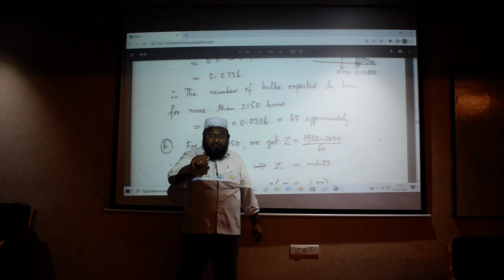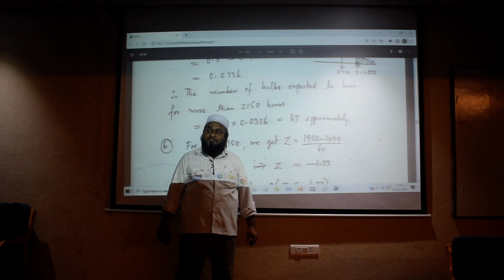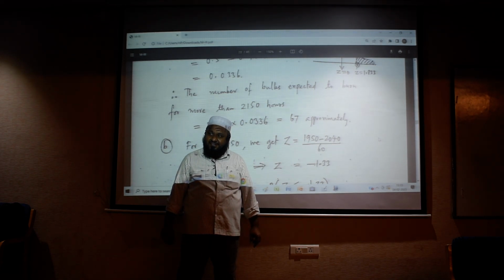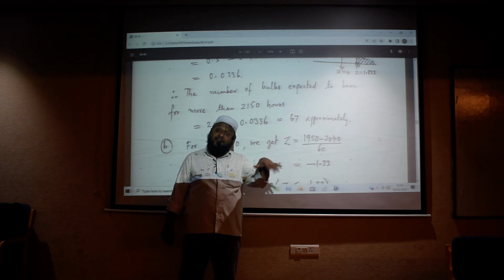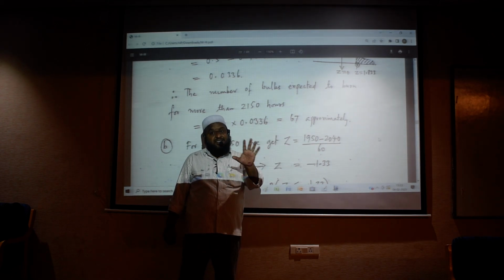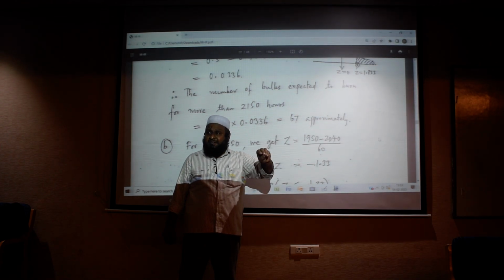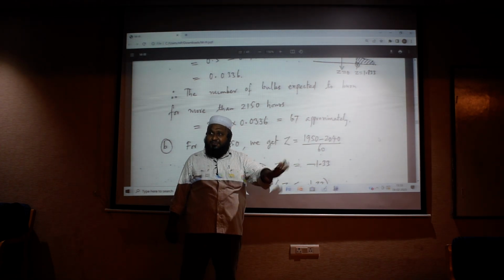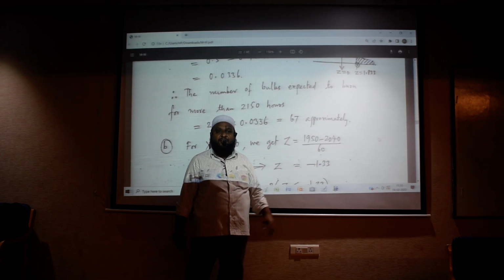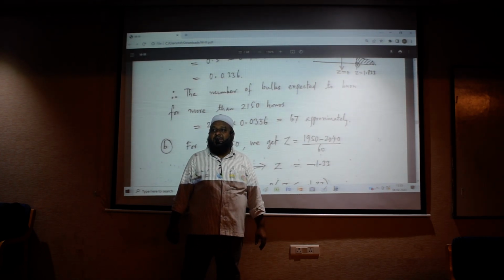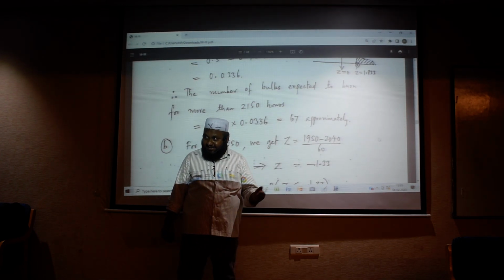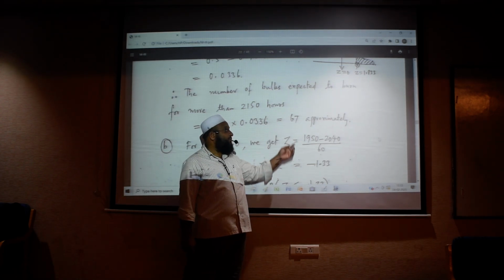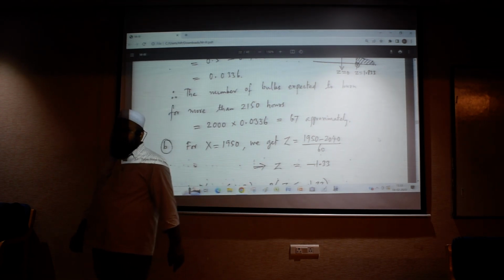It may be 66.9 or it may be 67.1. Which is the correct figure? 67 point something means 67 is the base, something more, but that something more is not one bulb, so you will drop it. So the actual answer would have been 67 point something, not 68. Less than 68, more than 67. So that is rounded to 67.